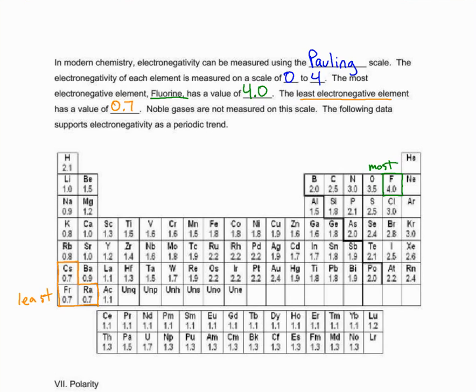So you'll also note that the noble gases are not measured on this scale, at least not the first few. So here are some noble gases, and they don't fit the periodic trend. They don't even have electronegativity values. But this data in general supports electronegativity as a periodic trend.